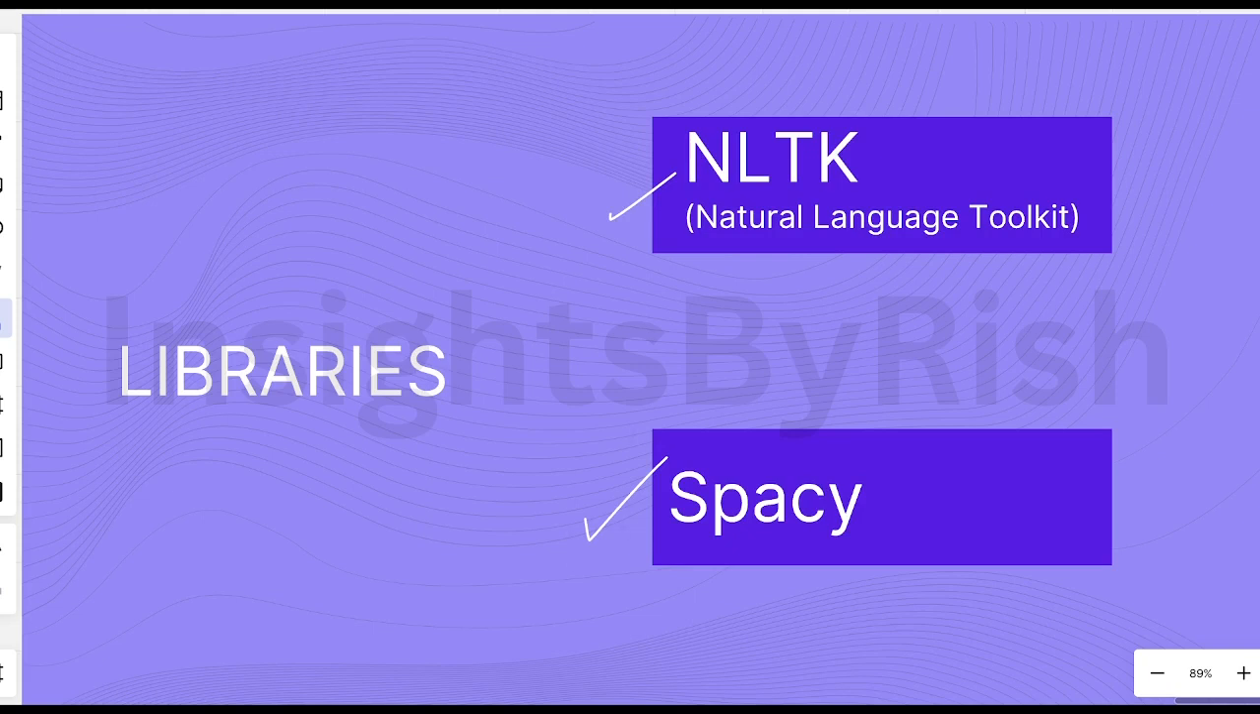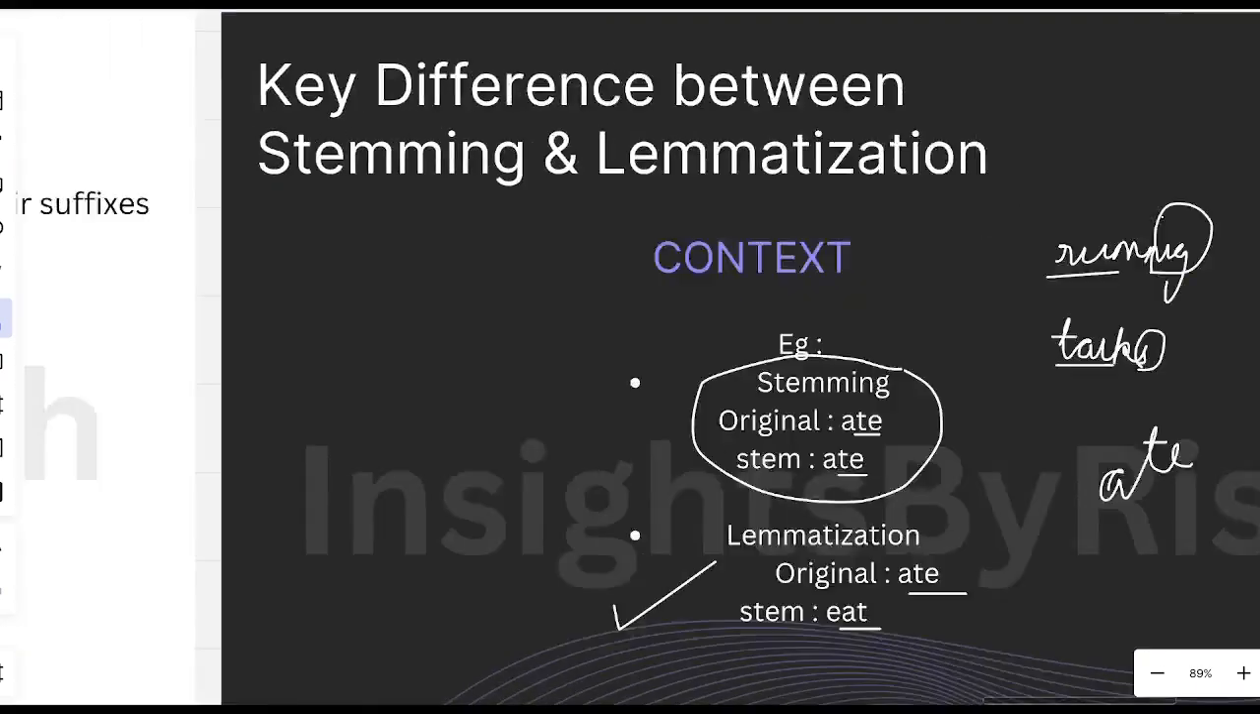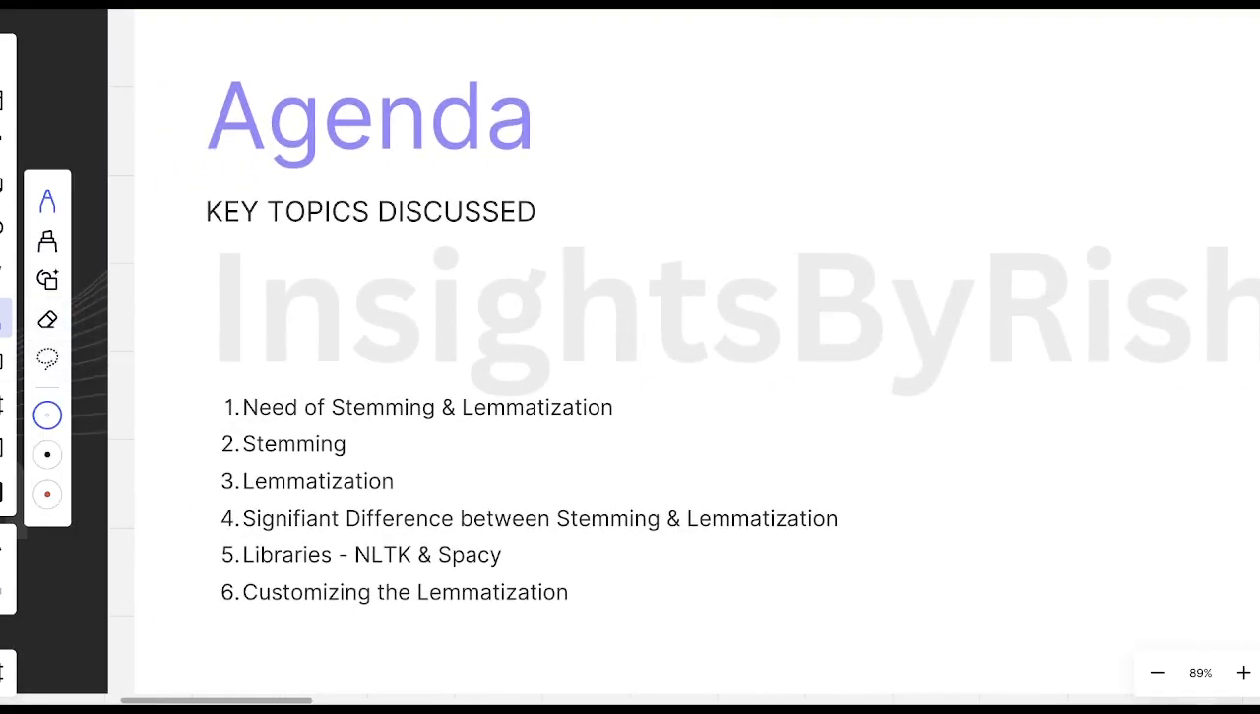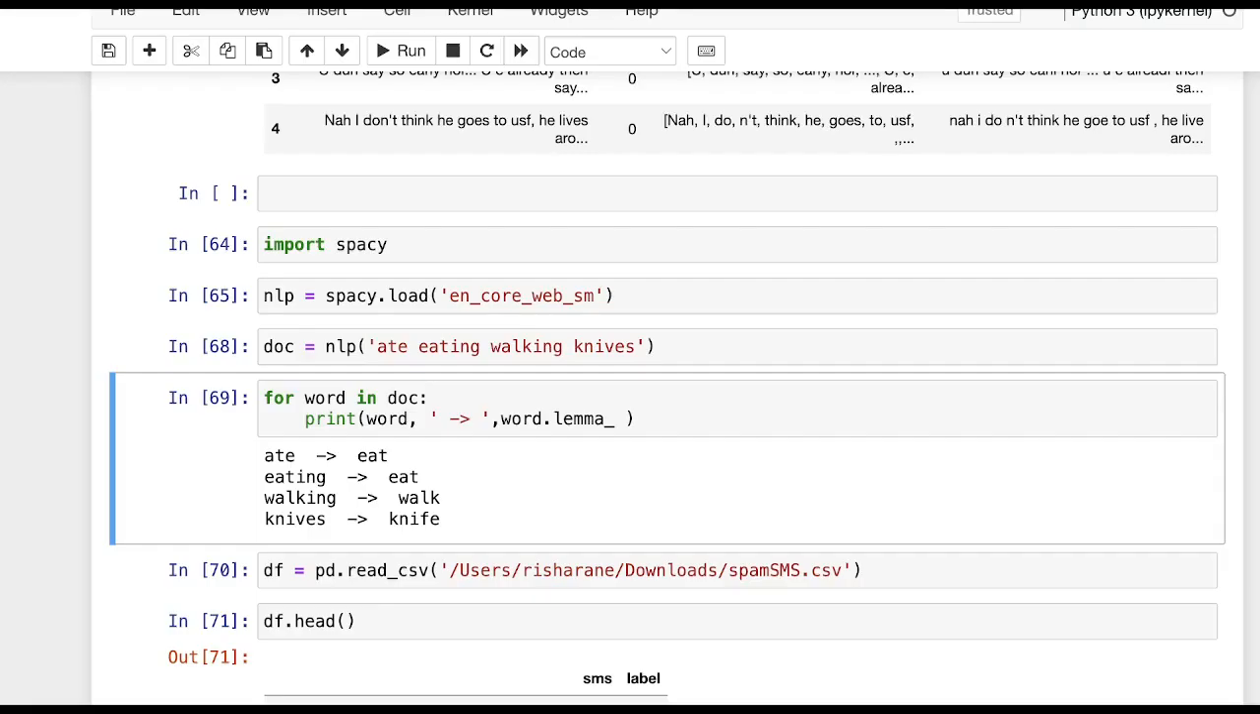But again, both libraries have their own advantages and disadvantages. So there's no standard parameter on when to use what. It purely depends upon the kind of work you are doing. But these both libraries are used interchangeably. Now moving ahead, the last agenda that we had, we completed all the first 5 things. The last agenda was customizing the lemmatization. Now coming back to the code, we will understand this through the code, because there is no theoretical part there.